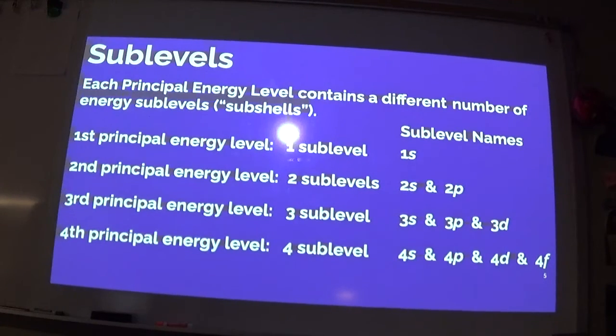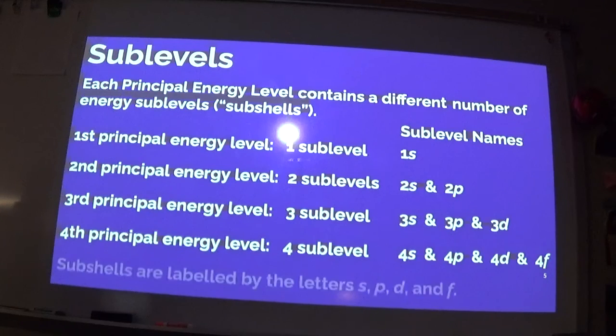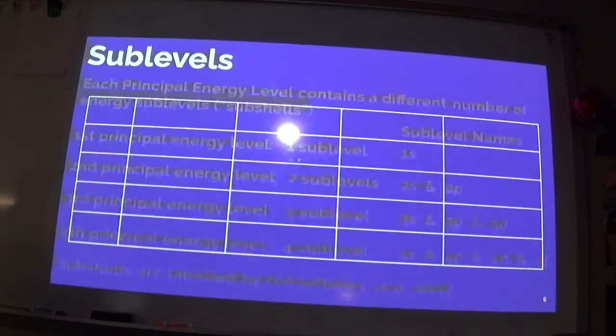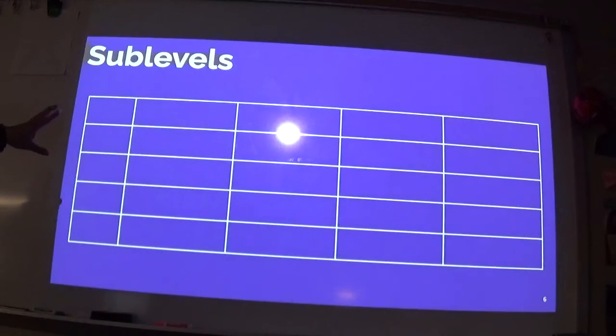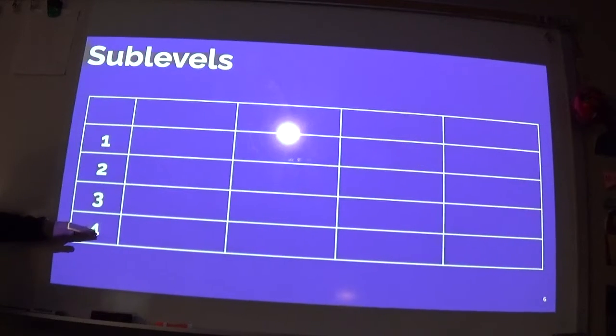Good? Can I keep going? So this is just a little graph to show this in a more visual way. I've got my 4 energy levels, 1, 2, 3, 4.